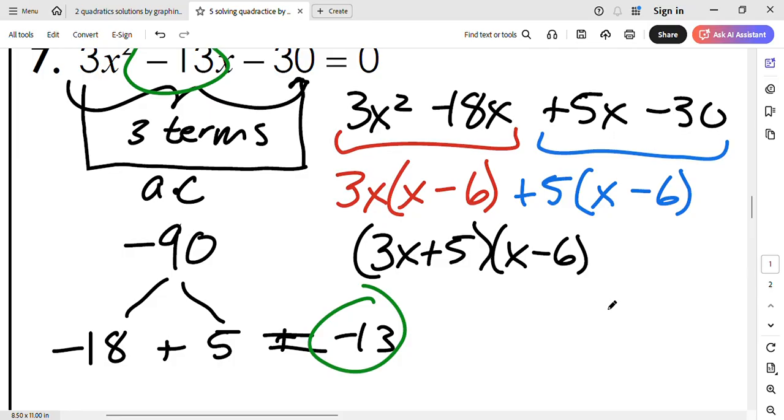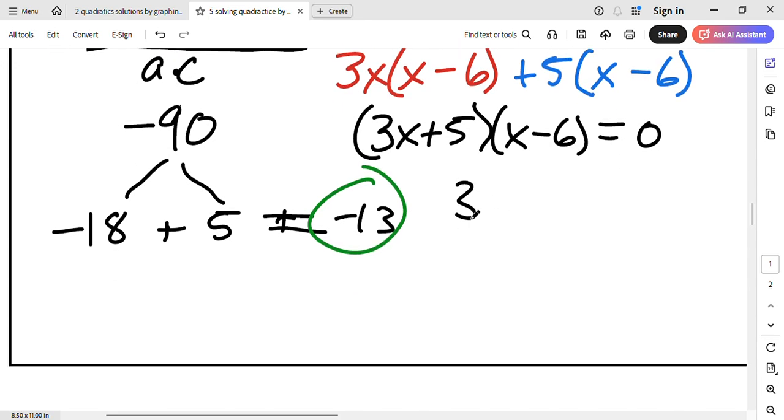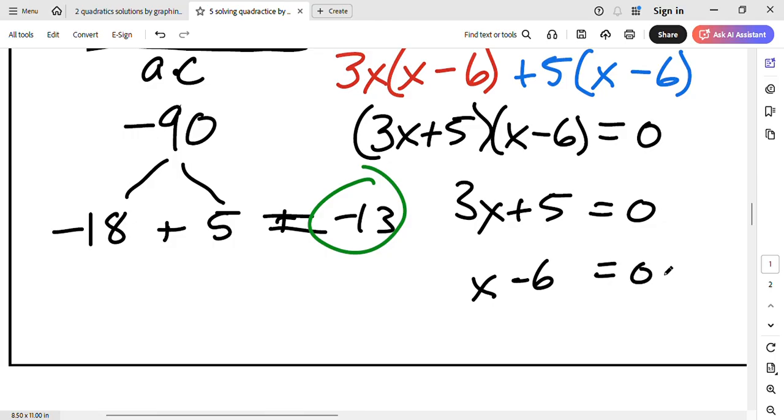So I'm not done here. I still have to set it. Remember, we're trying to find solutions where it's on the x-axis, where y is equal to 0, and set this equal to 0. Set this factored form equal to 0, which means I'm setting both parts equal to 0. That means 3x plus 5 equals 0, and x minus 6 equals 0. Solve for x.